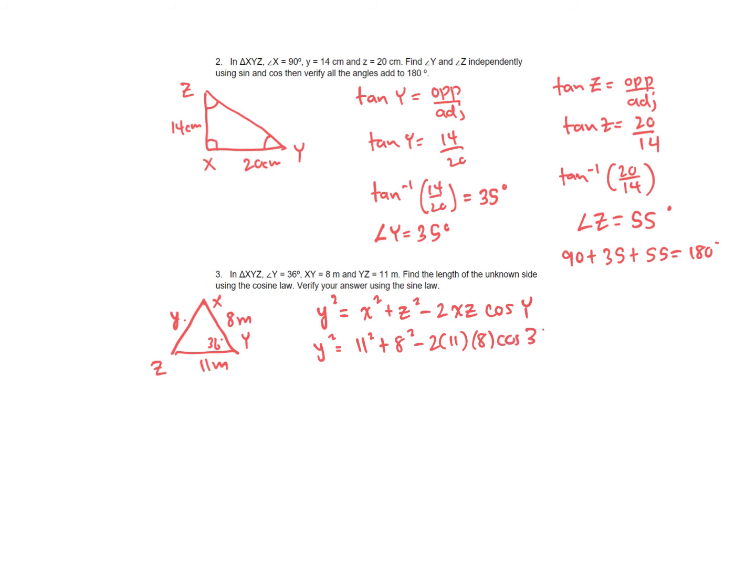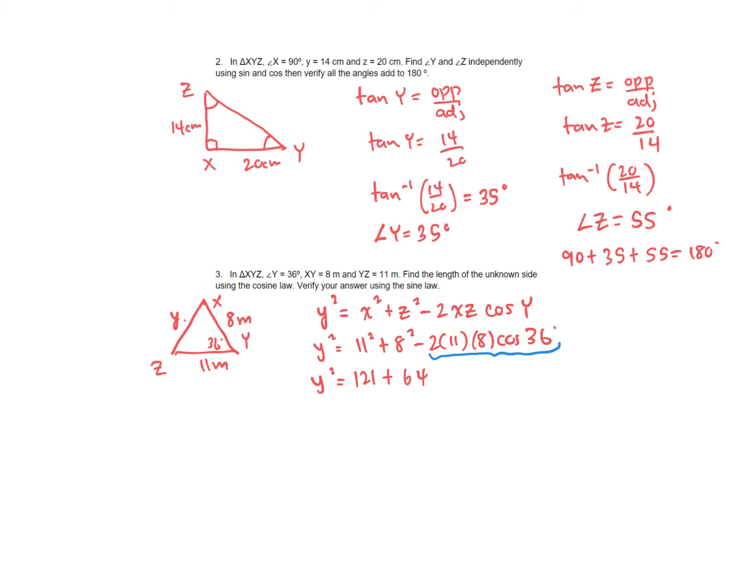And angle y is 36. Just keep in mind when you're doing these calculations that I'll do a little bit of extra steps here. So 11 squared is 121, 8 squared is 64. Make sure when you do these calculations that you're calculating all of this as one number.